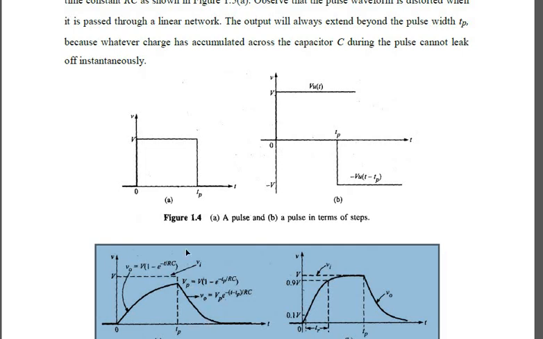Yes, I think you are clear. See, this output is beyond your TP, the original pulse width. Why?